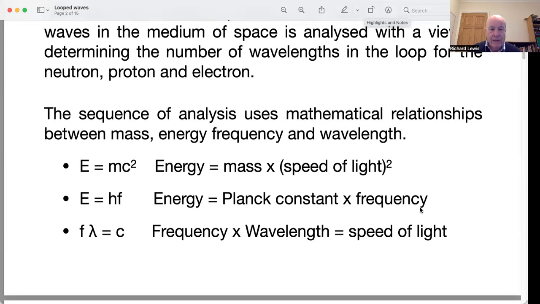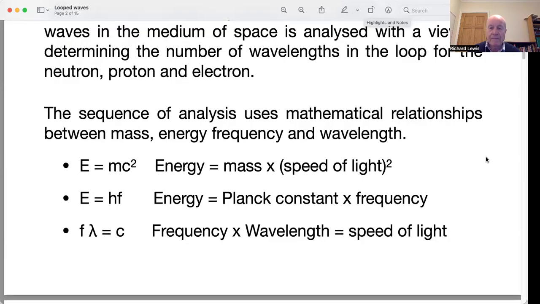And to do that, we're going to use the mathematical relationships between energy, mass, frequency, and wavelength, shown here. E equals mc squared, E equals hf, where h is the Planck constant, and f lambda equals c. So the frequency times the wavelength is equal to the speed.